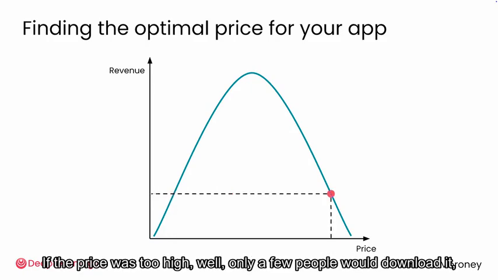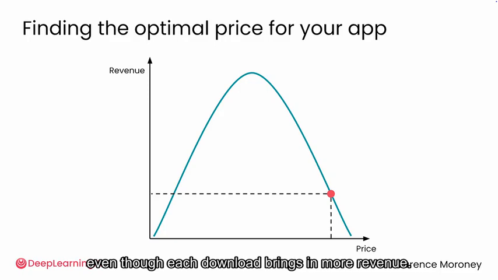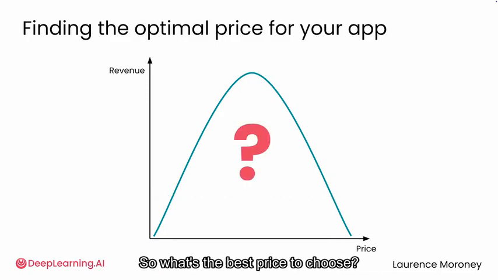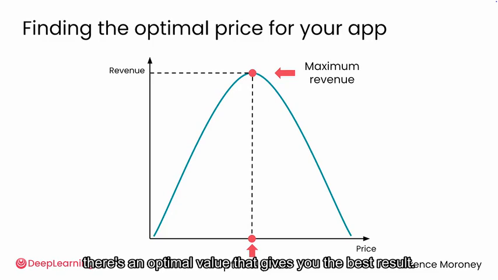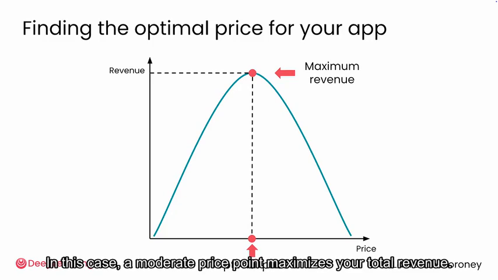If the price was too high, well, only a few people would download it, even though each download brings in more revenue. So what's the best price to choose? You can think of price as a hyperparameter. And just like in a machine learning model, there's an optimal value that gives you the best result. In this case, a moderate price point maximizes your total revenue.